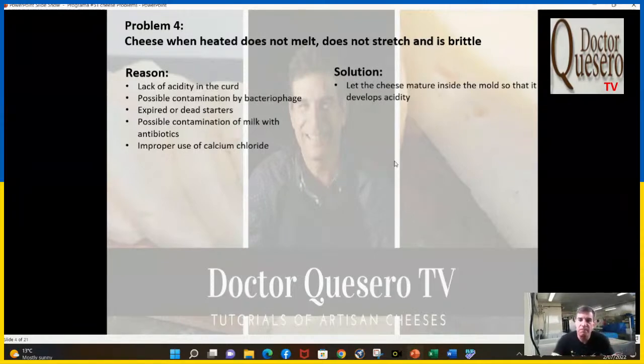Okay. So another solution: let the cheese mature inside the mold so that it develops acidity. Correct. When I was learning how to make mozzarella, I remember I didn't get a stretchy curd. I had the same problem that many people had. And I spoke with the cheesemaker, the teacher at that time, and he told me, leave it. She will stretch sooner or later. And I didn't believe it. So what happened? Eventually, the curd will develop the acidity that she needs, and the cheese will stretch.